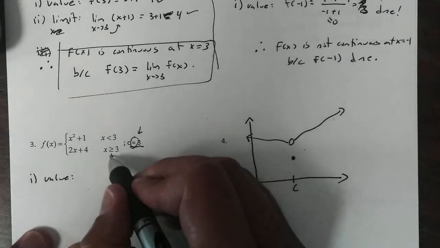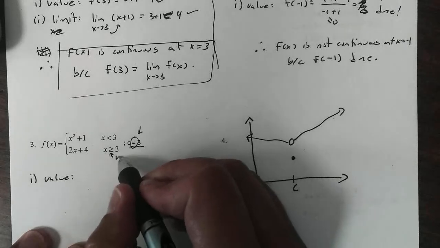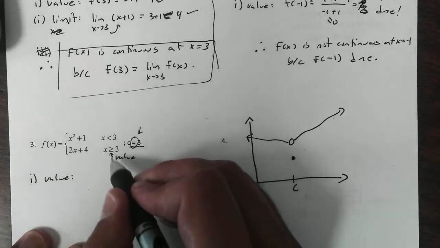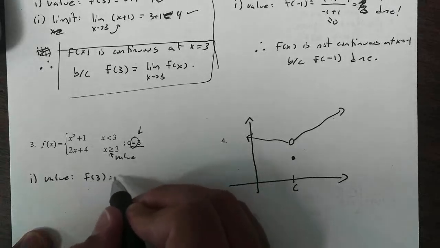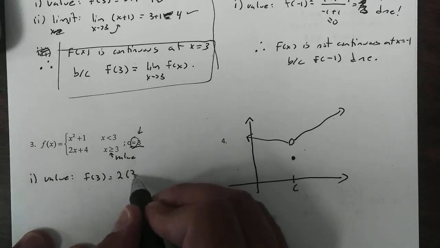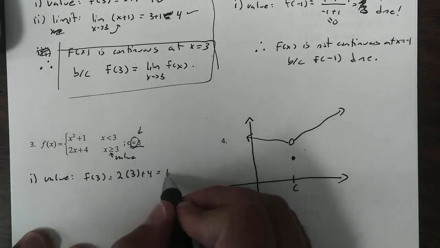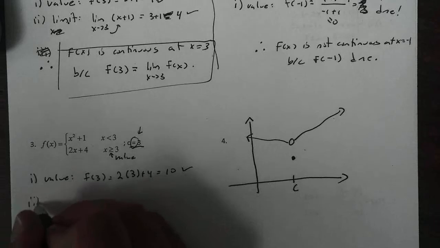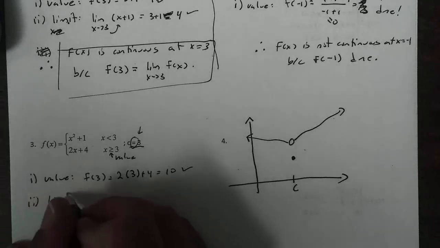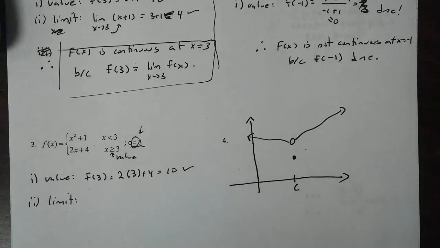That's this little piece right here. This is the value of the function. It's that little equal to part. So if I want to find f of 3, I'm going to plug that into my bottom function, like so. And that gives me 10. So this does have a value. Next, we have the limit. Now, this is the hard one, okay? So I'm going to go over this one kind of slow.